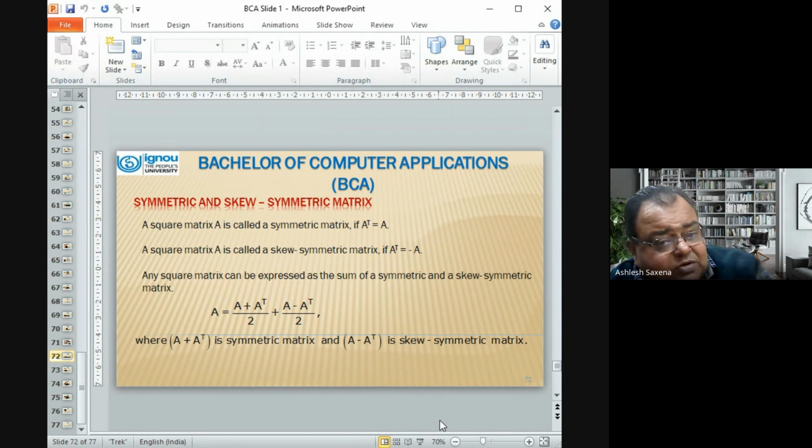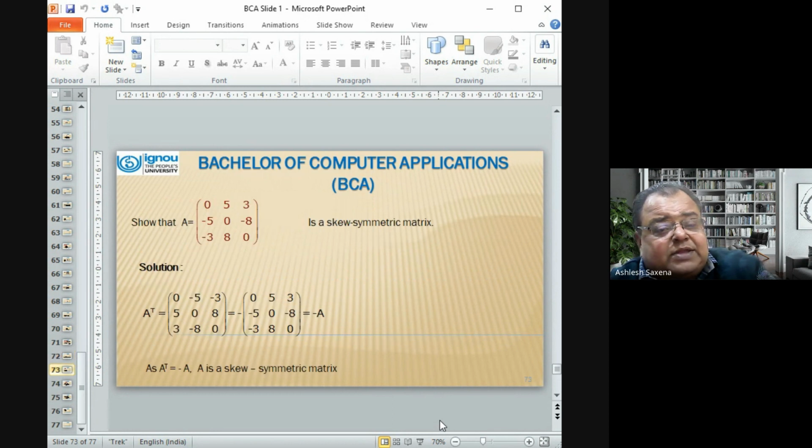Okay, now the question arises, what has to be done? This has to be shown. We have to show that this matrix is a skew symmetric matrix. What is the condition for a skew symmetric matrix? That means for skew symmetric, A transpose must be equal to minus A.